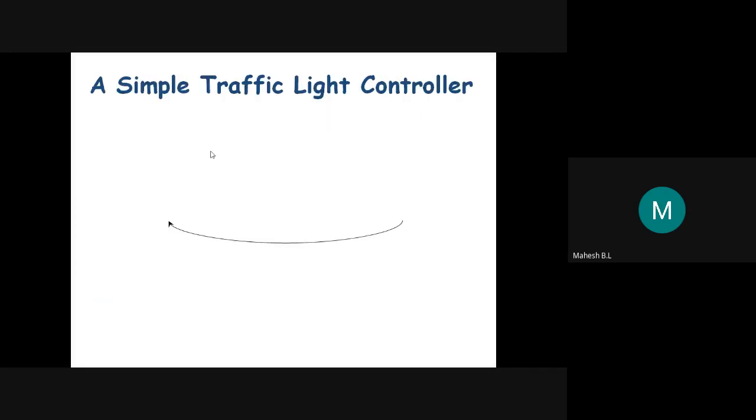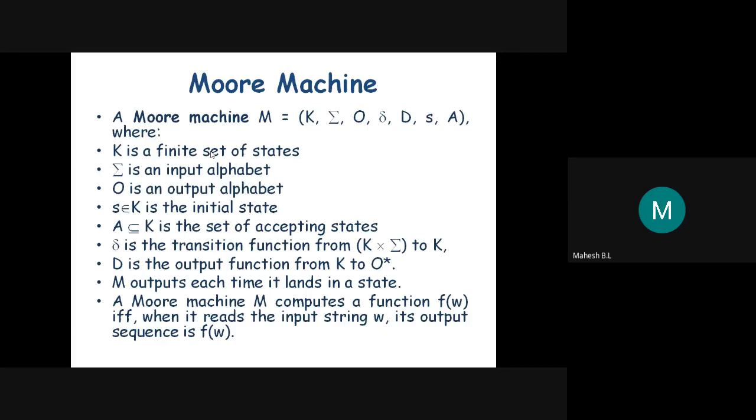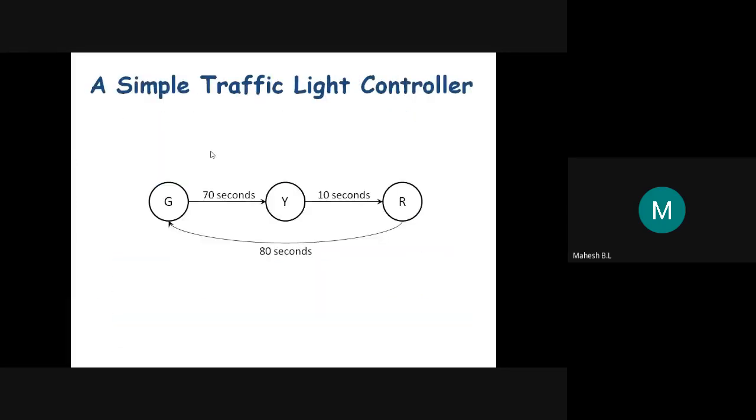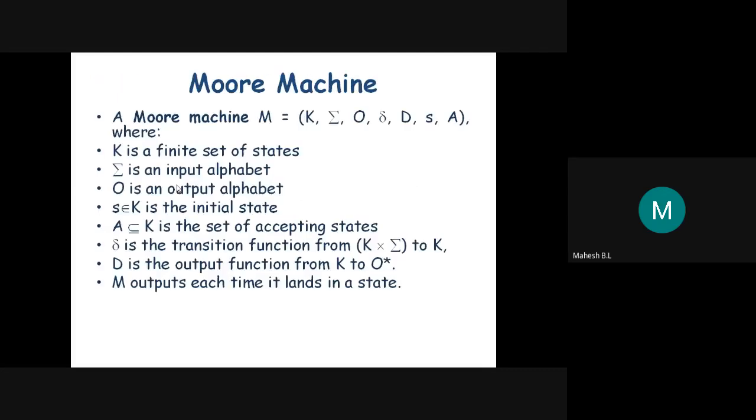So here, this is the simple example for Moore machine. Output depends only on the current state. So here, a traffic signal. G means green light, yellow light, red light. If the current state is G, then after 70 seconds, next state will be Y, yellow. Then if current state is Y, after 10 seconds, next state will be red. Then if current state is red, after 80 seconds, next state will be green. So output depends only on the present state, not on the input. This is Moore machine.